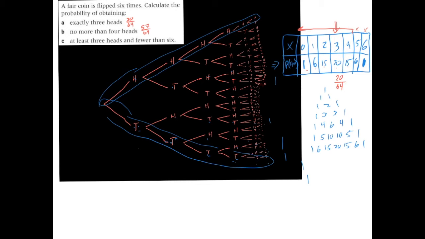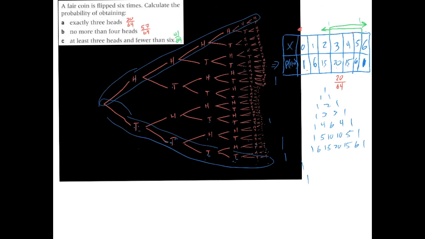All right. And then it says at least 3 heads and fewer than 6. So at least 3, right? If it's at least 3, then I need 3 or more. So that would be this way. But fewer than 6, so not 6, anything less than that. And so you can see the overlap here, which would be 3, 4, and 5. So that would be the 20 and the 15, 35 plus 6 would be 41.